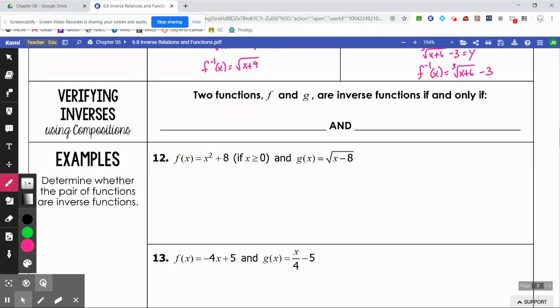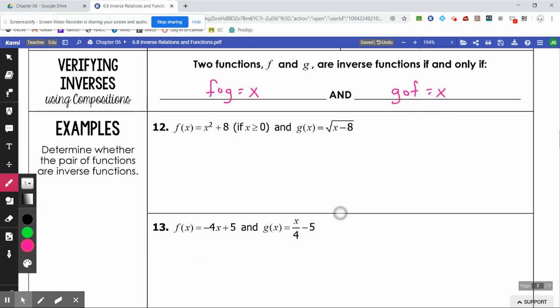The next step, we're going to verify inverses using compositions. And the rule is if two functions f and g are truly inverses of each other, this must be true. F of g, if you remember compositions, has to equal x. G of f also has to equal x. So you can verify that two functions are truly inverses if f of g and g of f are both equal to x. Let's do that on a few.